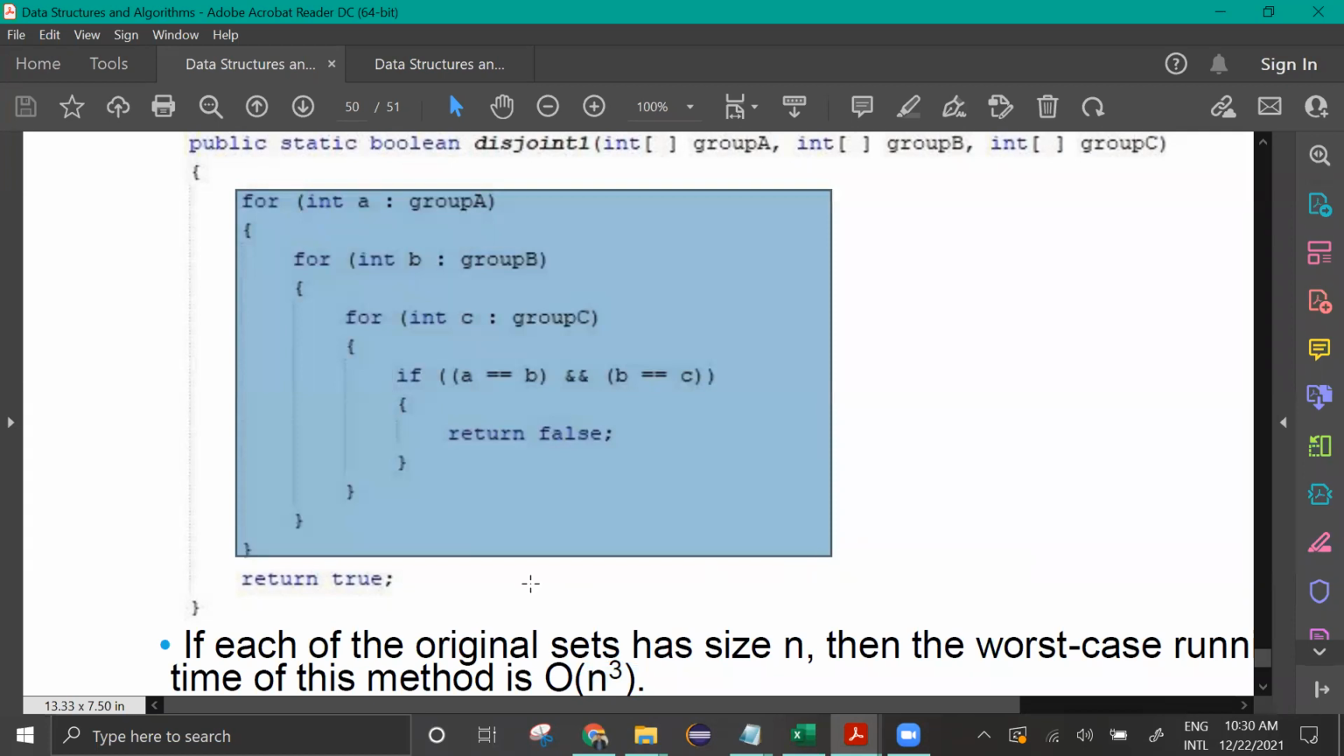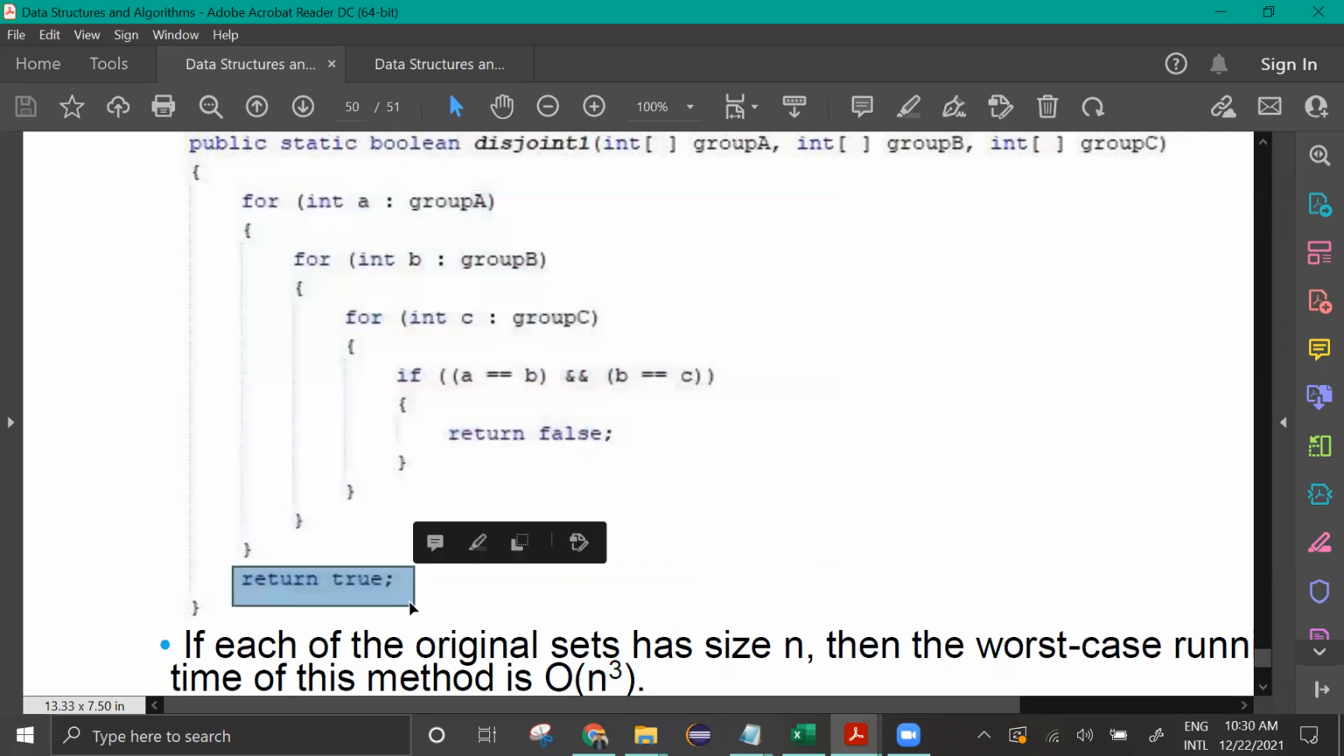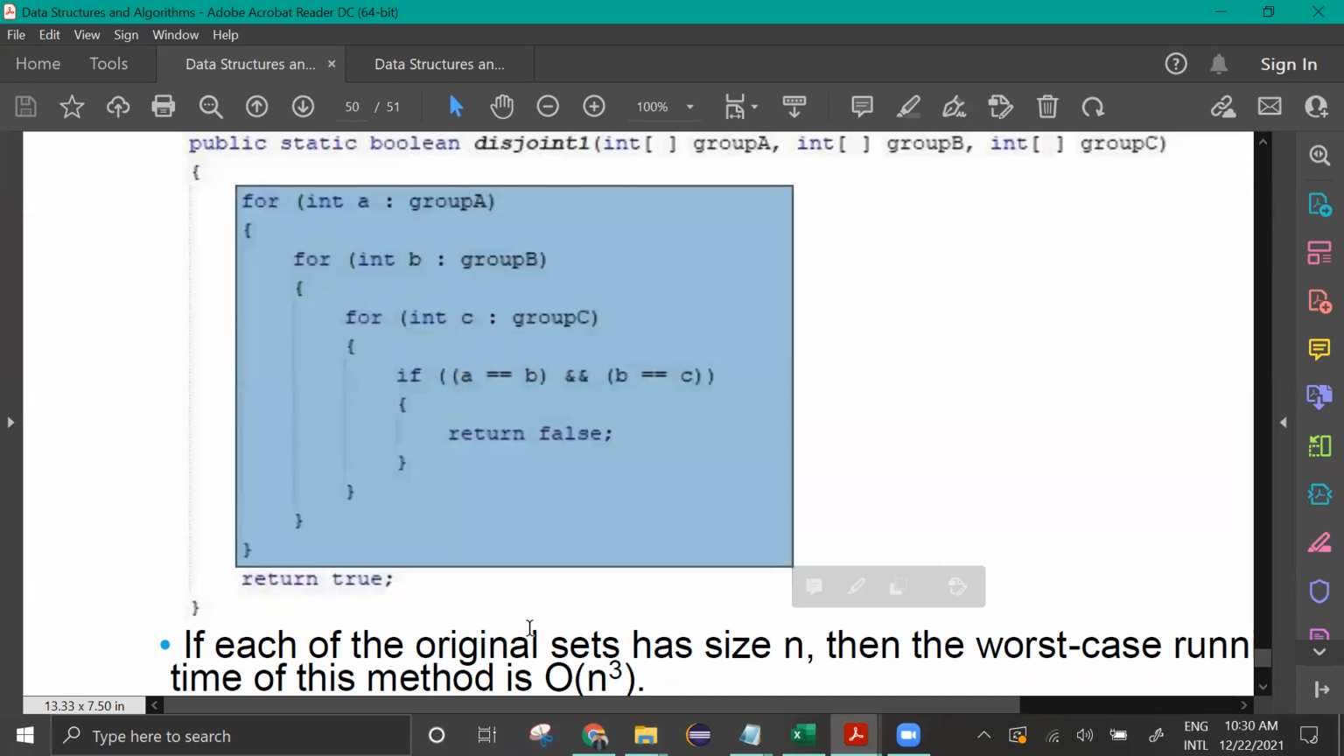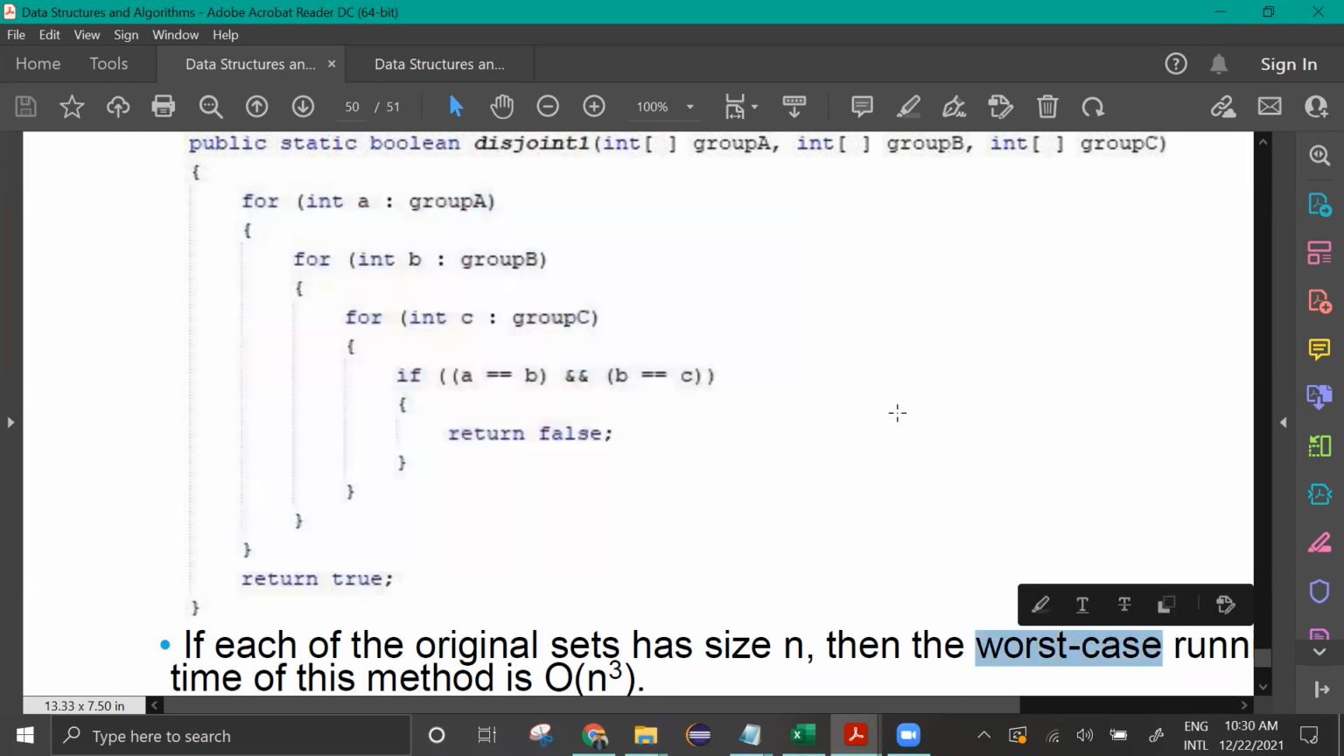That's the worst case running time. So then finally it will return true. We don't find similar values in these arrays. So that's the idea. So in big O, we always consider the worst case running time.